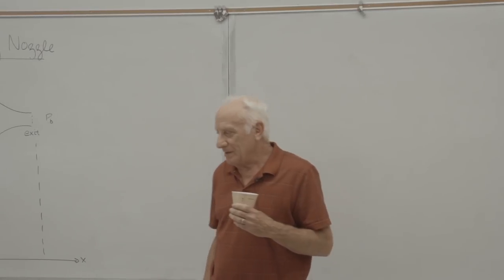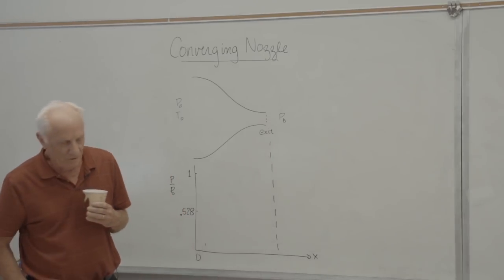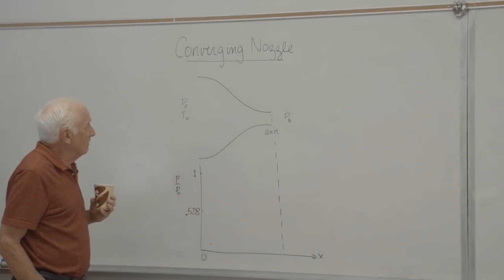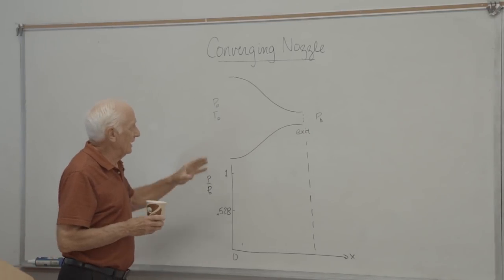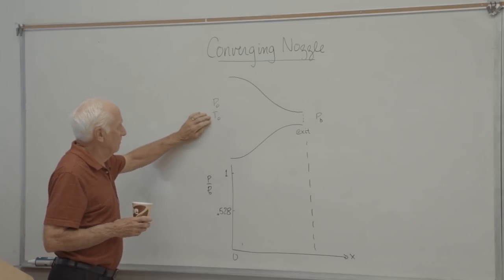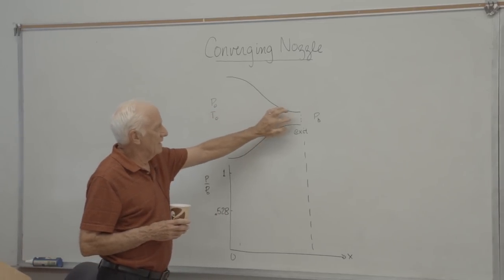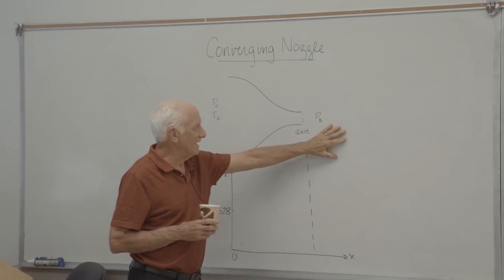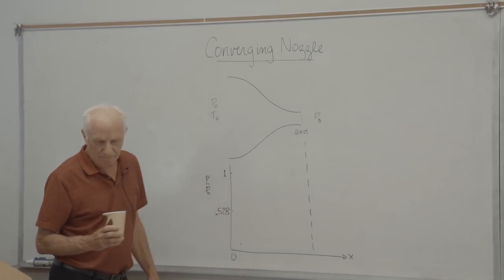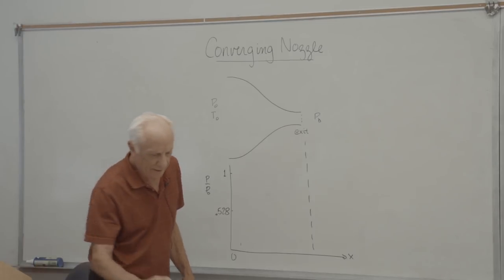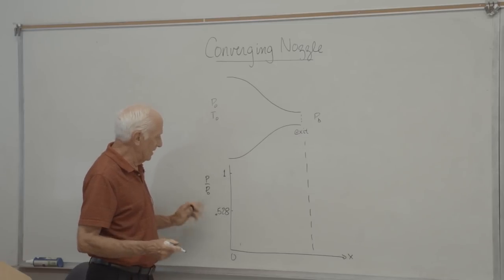Okay, we talked about varying area flows in compressible flow in the previous lecture. Today we're going to look at what happens in a converging nozzle. A converging nozzle has a reservoir where the pressure and the temperature are P0 and T0. The area gets smaller to an exit area and the flow exhausts to a back pressure region where the pressure is P back.